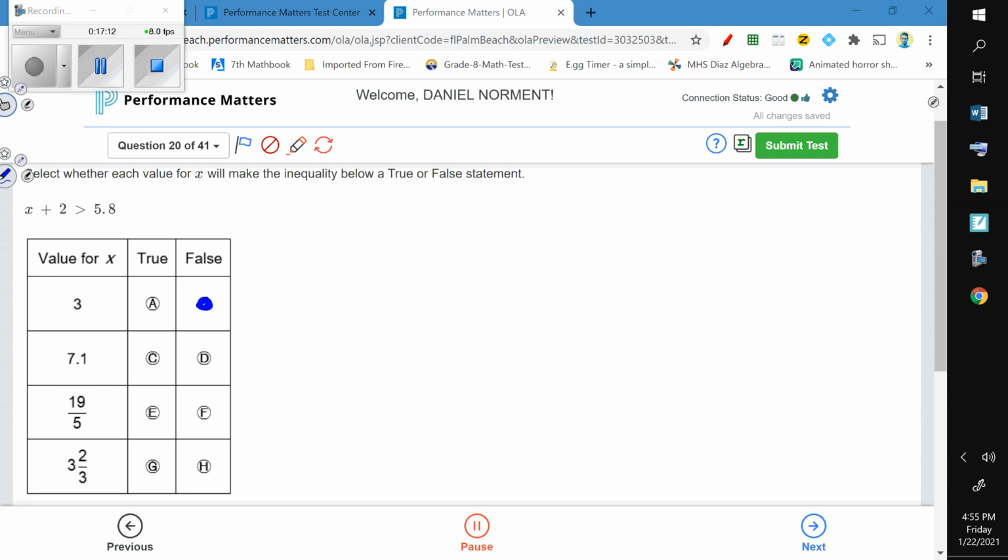7.1 plus 2. Some of you would do it like this, and that's wrong. The 2 has to be here and make it 2.0. That's 9.1. That's greater than 5.8. That is true.